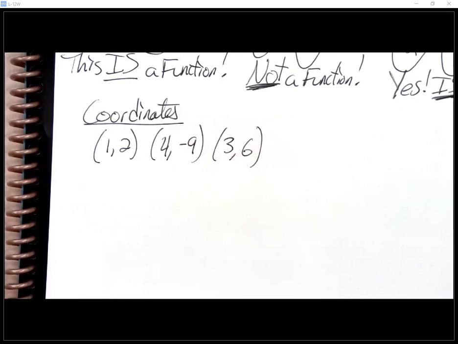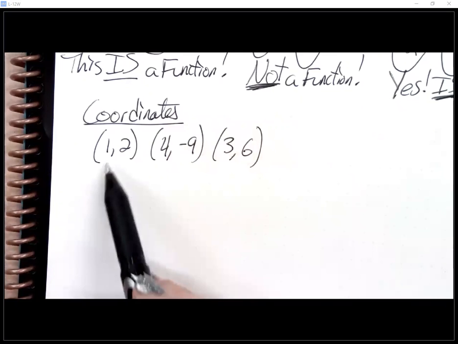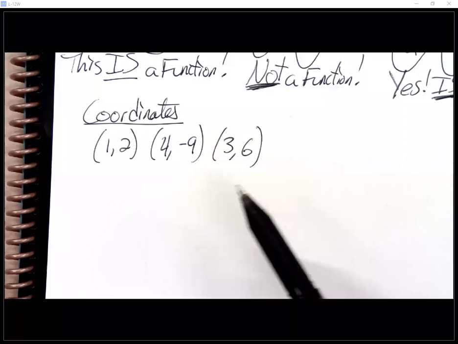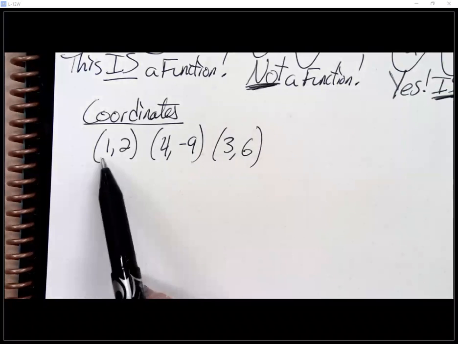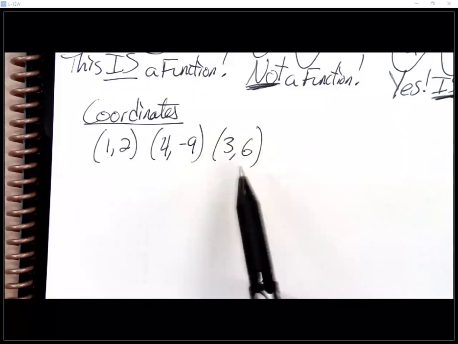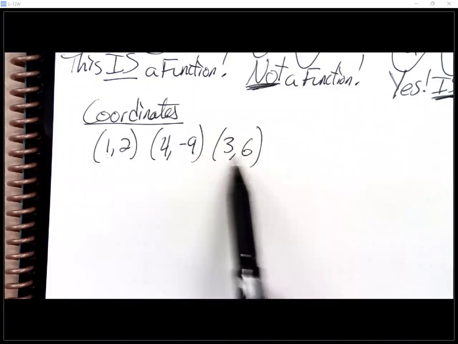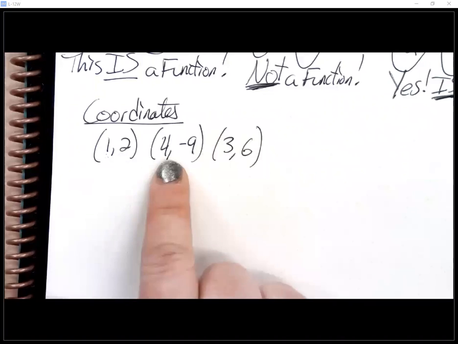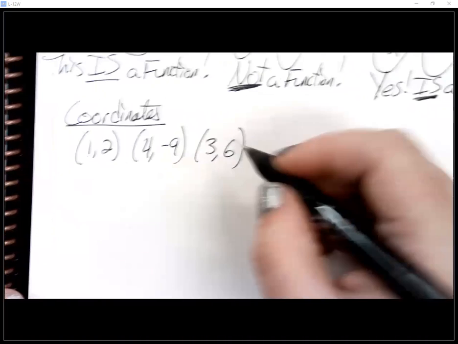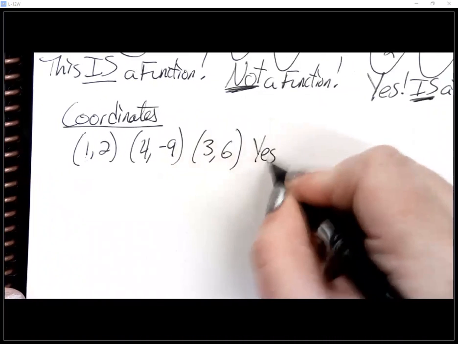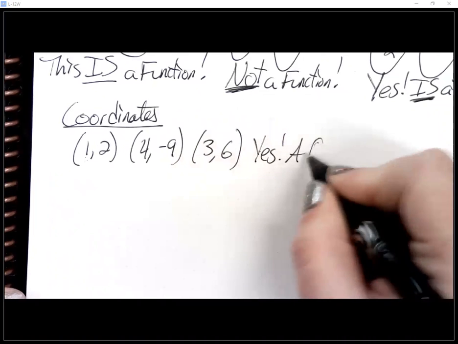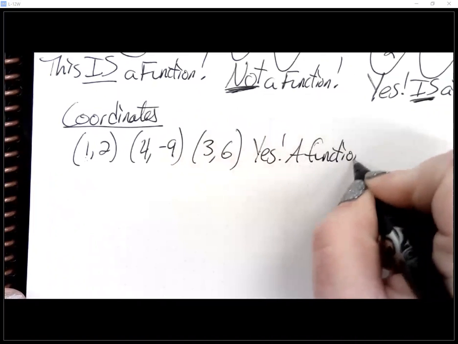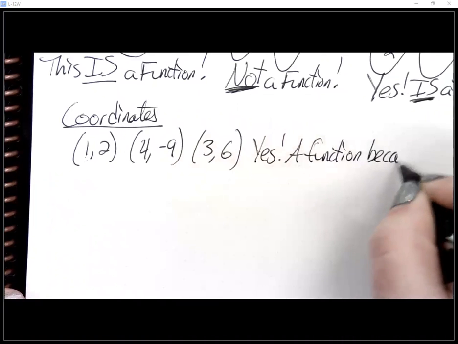So then I'm looking at all of my X values. I don't really care what the Y values are, to be honest. I'm looking at the X's. I have 1, 4, and 3, and they're all only going to one Y value. So if my X's never repeat, that is a function, because that's showing me that every X value is only going to one Y value. So yes, a function, because X's never repeat.